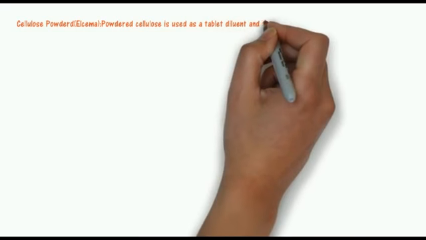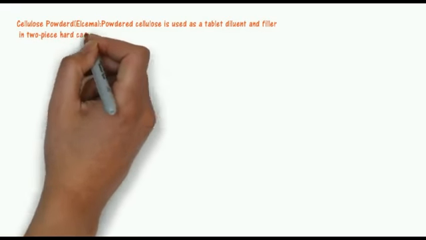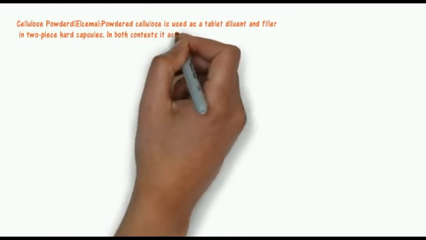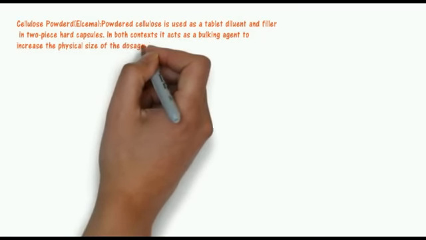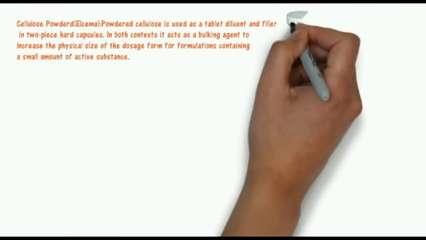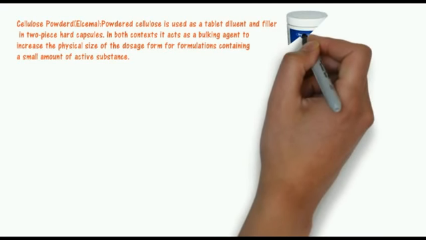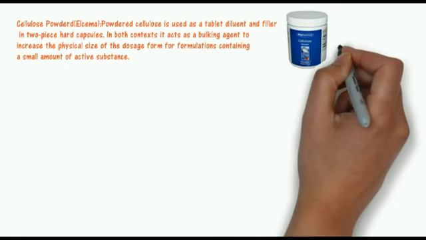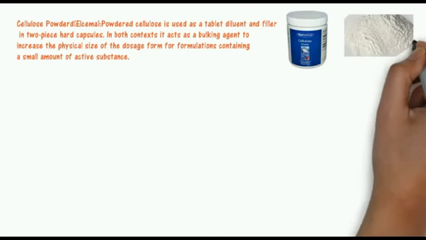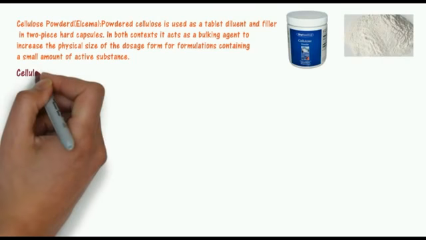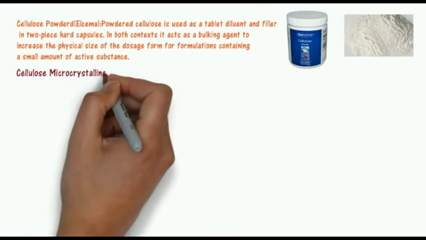Brand name is Elcema. Powdered cellulose is used as a tablet diluent and filler, and in two-piece hard capsules. In both contexts, it can act as a bulking agent to increase the physical size of the dosage form. For formulations containing a small amount of active ingredient, it is also used in tablet formulation as a filler. This is a powdered cellulose container, a small size container. However, it is also available in bags and large sizes. This is the cellulose powder.